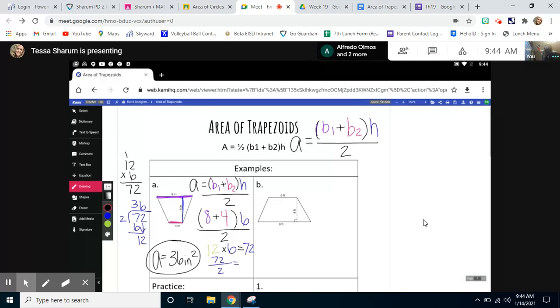This takes a lot more time. Doing a trapezoid, you've got more steps than you did whenever you were doing any of the other shapes. So now you're having to do 3 different steps. You're going to have to add numbers together, multiply numbers together, and then divide numbers. You've got to do all 3 of those steps every single time in order to get your answer.